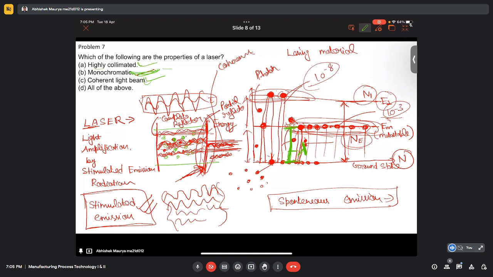Collimated means they are parallel. Whatever light comes out from the laser cavity, this is called the cavity, is parallel. That's why you see that even over many kilometers the laser beam does not diverge at all, because it is highly collimated. Therefore it is used for machining, because it can provide concentrated energy to a very localized region. Therefore it is used for machining of the workpiece. Yes, as you all already told, option D is correct.